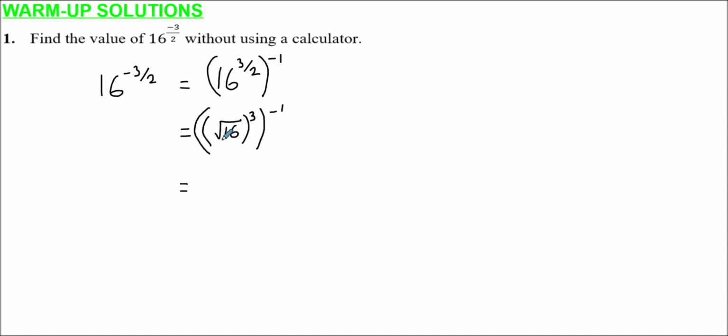So the square root of 16, we know that that's 4. So this is the same as saying it's 4 cubed to the power minus 1. 4 cubed is 64, so this becomes 64 to the minus 1. And anything to the power minus 1 is the reciprocal of itself. So this is the same as being 1 over 64. And so that's question 1 solved.